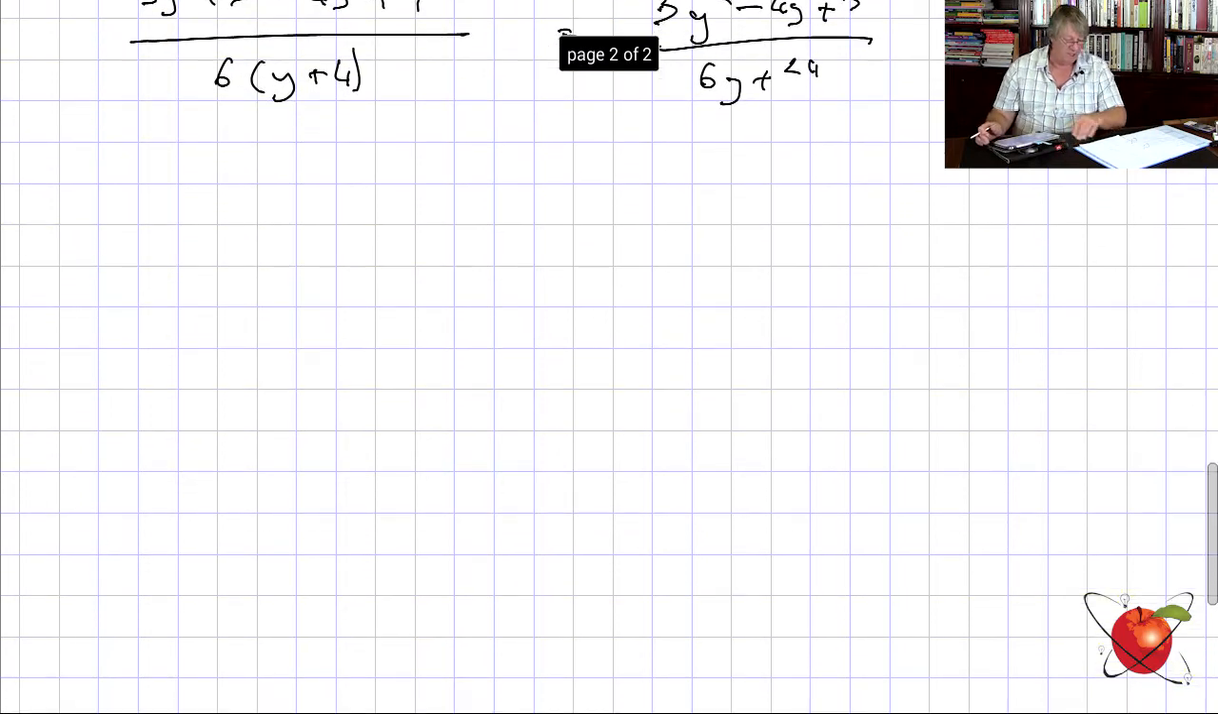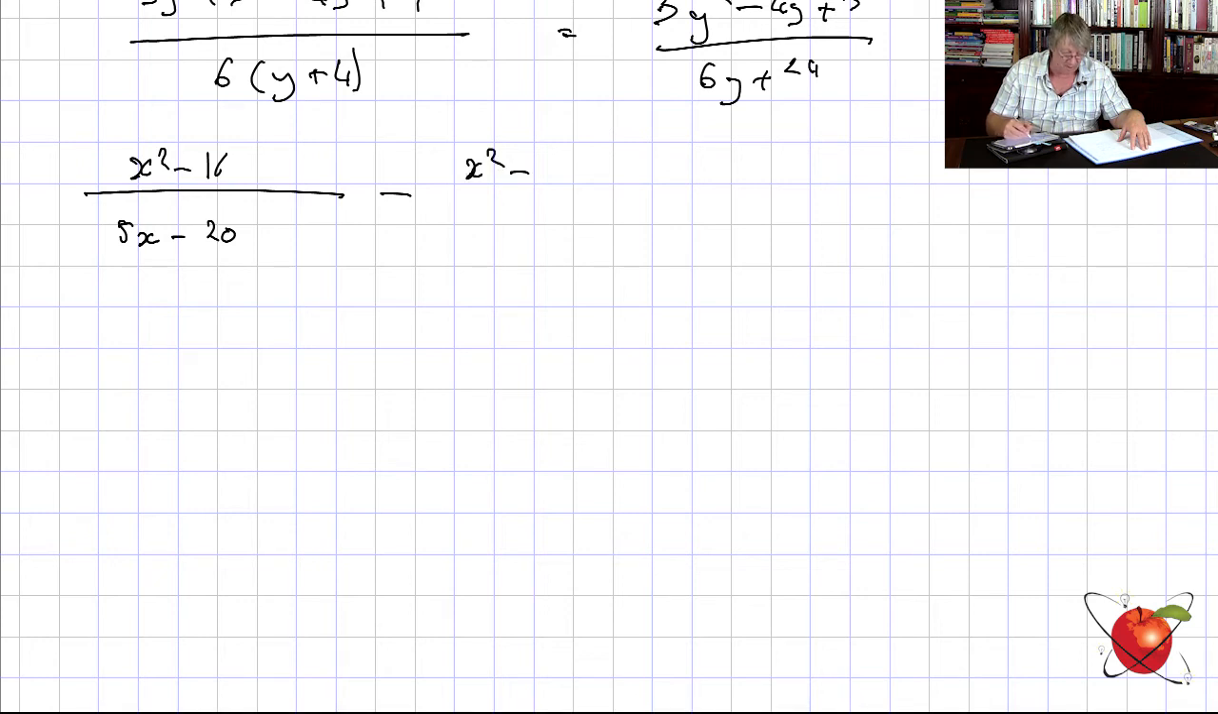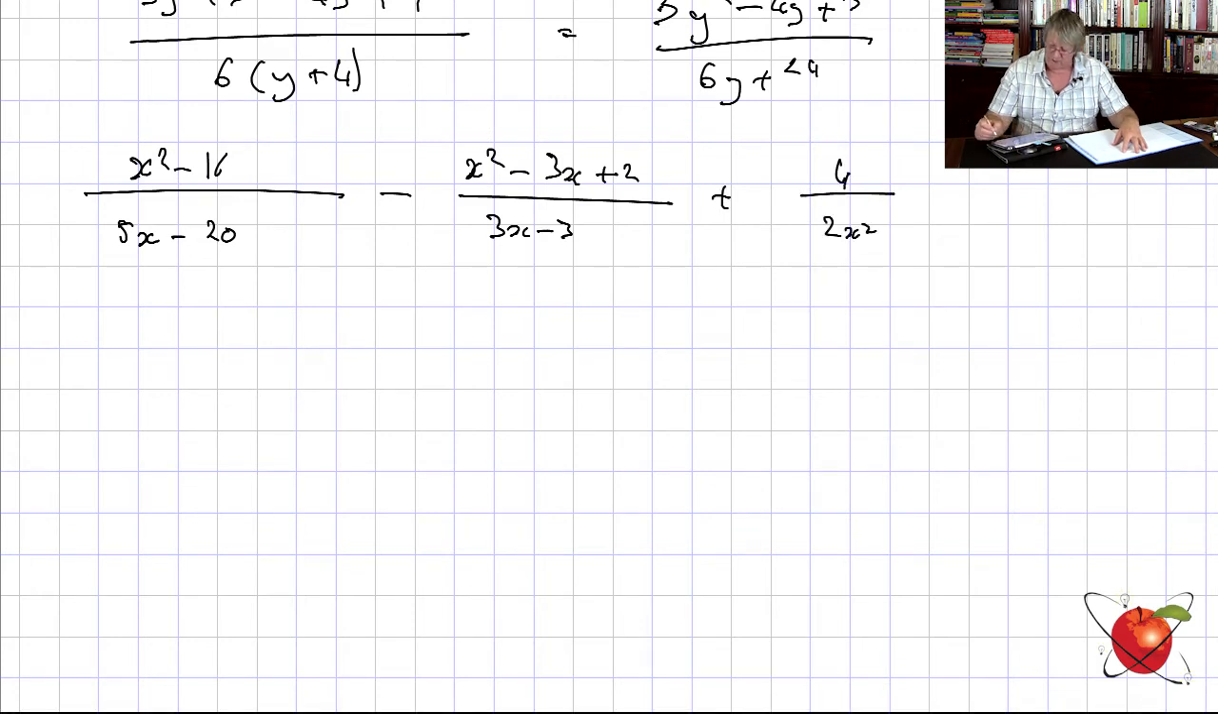All right, shall we? Let us say, okay, here's one. All right. This is a more difficult one. We've got here x squared minus 16. These are all simplified. (x squared minus 16) over (5x minus 20), minus (x squared minus 3x plus 2) over (3x minus 3), plus 4 over 2x squared. Step 1, factorize.